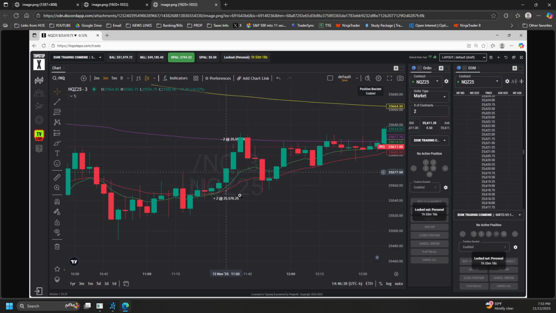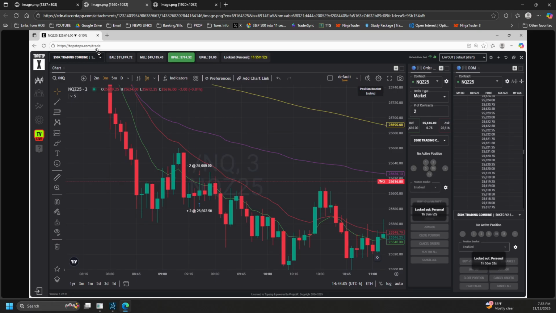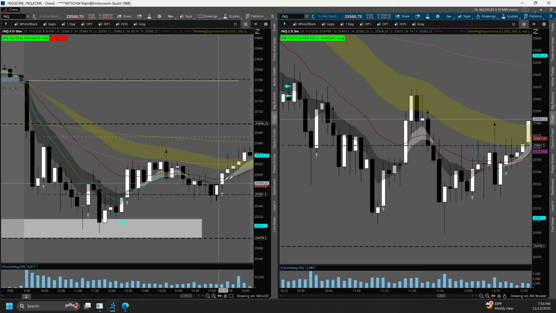Oh, I didn't realize the first trade was 2. Yeah, I think, let me see. Yeah, the first one was also 2 NQs. Oh, okay. Yep, so it's the same. Okay. Yeah, good thing there wasn't a size up there.